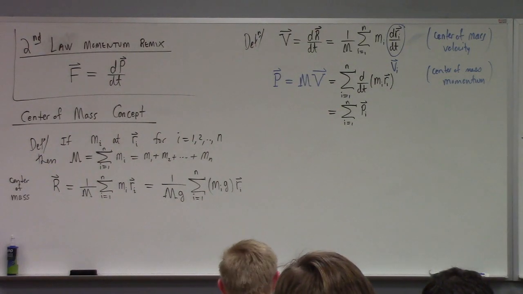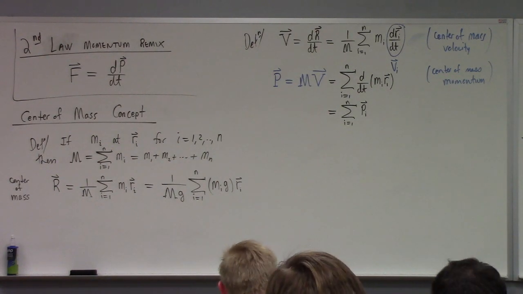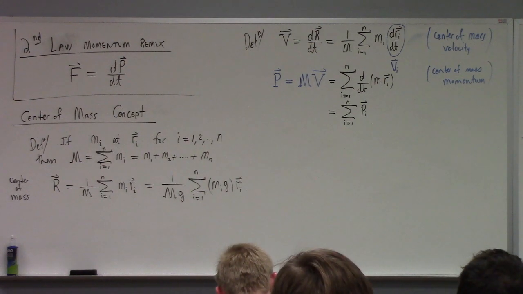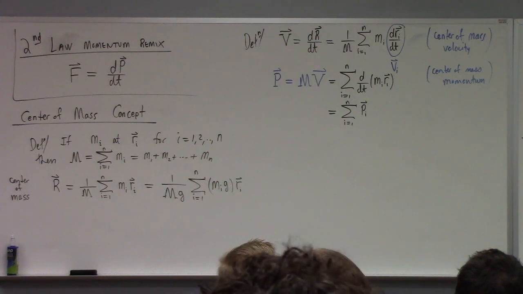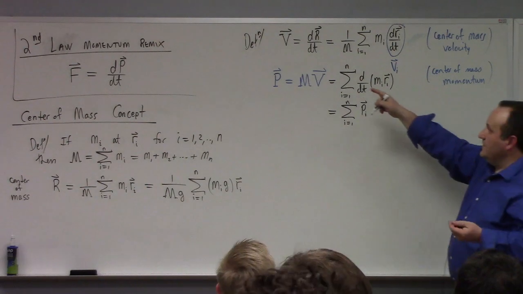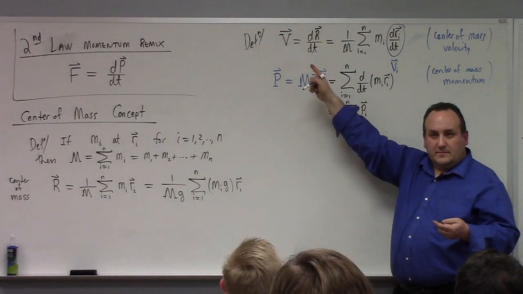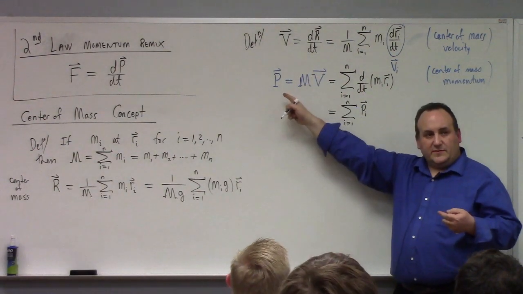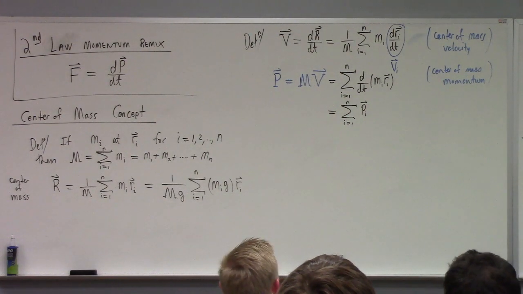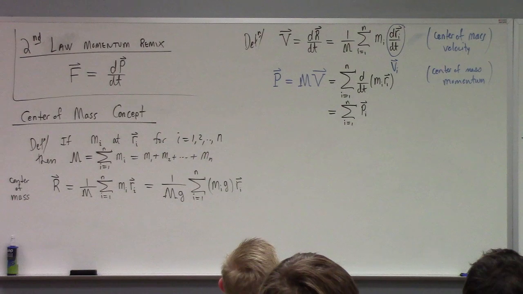So what I'm trying to tell you is that you can calculate the total momentum two different ways. On the one hand, you could just add the momentum of all the particles in the system. That would give you the total momentum. Or you can calculate the velocity of the center of mass, and multiply it by the total mass, and that will also give you the total momentum. Either way, same thing, logically consistent, all right?